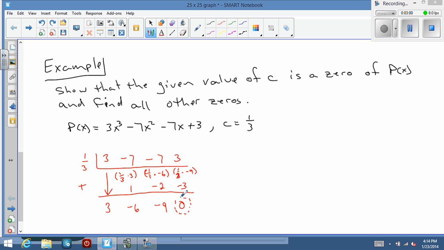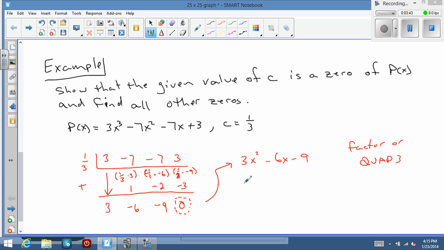So we have this 0, which means we have a factor. This quotient here, the remaining polynomial, is another factor. And what we want to do with that is write this out. Since we started out with our original polynomial as an x cubed, this is going to be x squared. So 3x squared minus 6x minus 9. And this is a quadratic that we can either factor or use quad 3 on our graphing calculator.